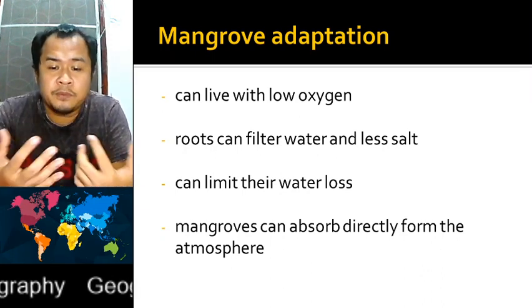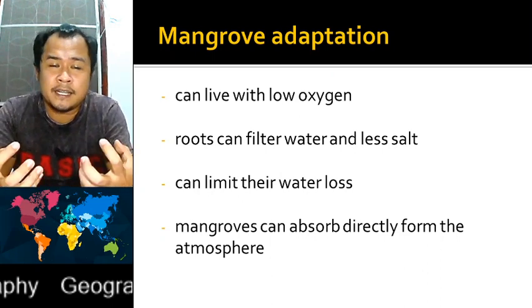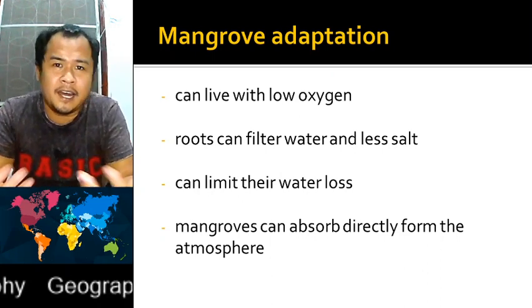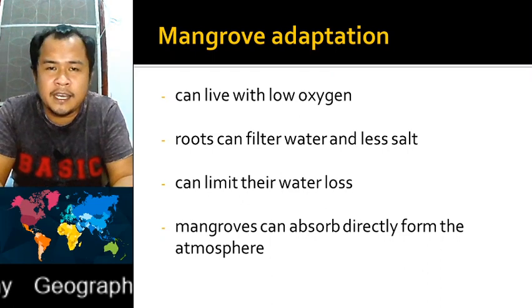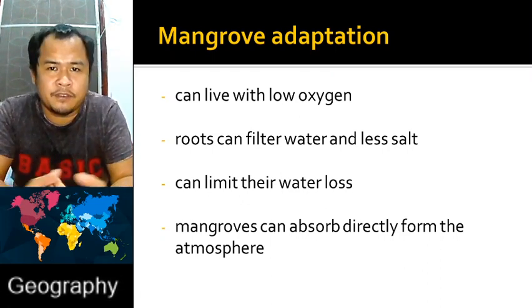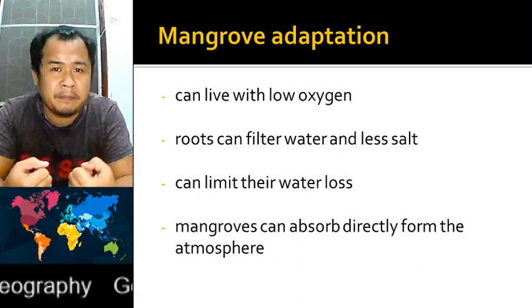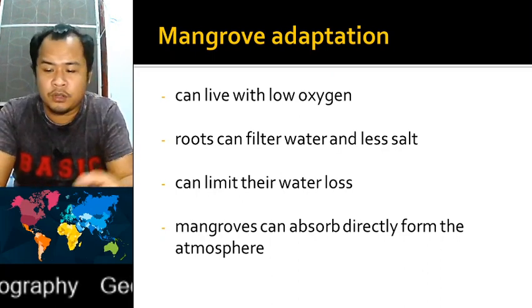Mangroves can also absorb minerals and nutrients directly from the air, like iron and many other atmospheric gases that are very essential for them to live. Their roots and their bodies can absorb them not only from the soil but also from the air.